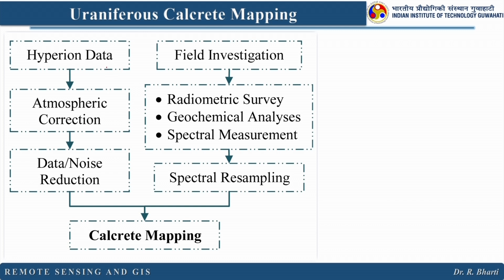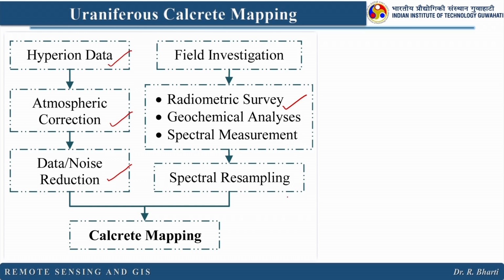So, the Hyperion data was used and the atmospheric correction was done. After that, data was corrected for the noise and the unique bands were identified. At the same time, the field investigation was conducted and the radiometric survey was done and the samples were collected for the lab analysis, and then geochemical analysis and spectral measurements were performed, right.